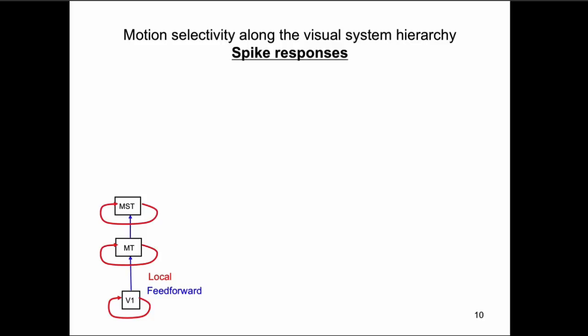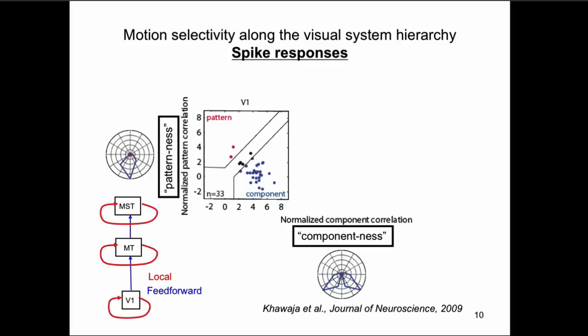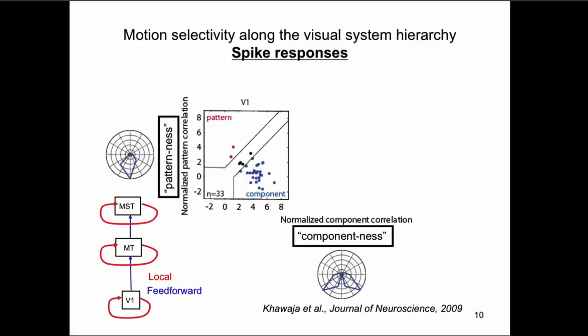Now, what do we get in the brain? How does the activity look for the entire population in these areas? So here's the schematic again, areas V1, MT, and MST. Here what I'm showing is, on the y-axis, patternness, so to say. It's how much pattern is the neuron. And on the x-axis, I'm showing componentness, which is how much component is this neuron. Each dot represents a single neuron. Blue dots represent component cells, red dots pattern cells, and black dots those that cannot be classified as either type.